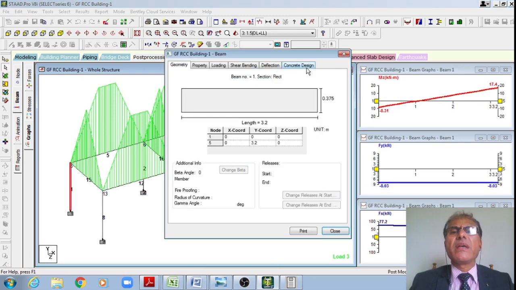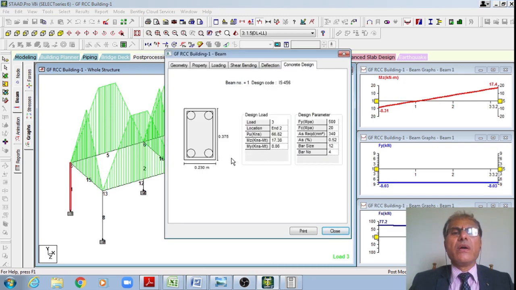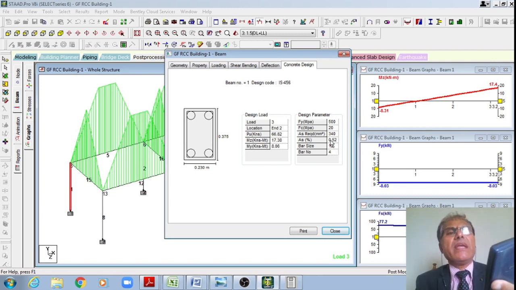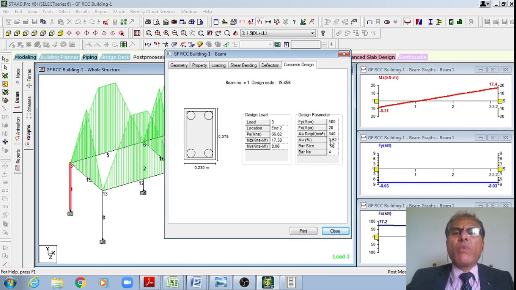Right? Like this, if I click the design of the column, student, now what this is saying is that it is designing for the actual load and actual moment, right? It is saying that 340 mm square is required, or the percentage of steel required is 0.52, but that is not acceptable. 0.8 percentage is the minimum. Therefore 230 multiplied by 375 multiplied by 0.8. Therefore minimum I require 690 mm square is required.